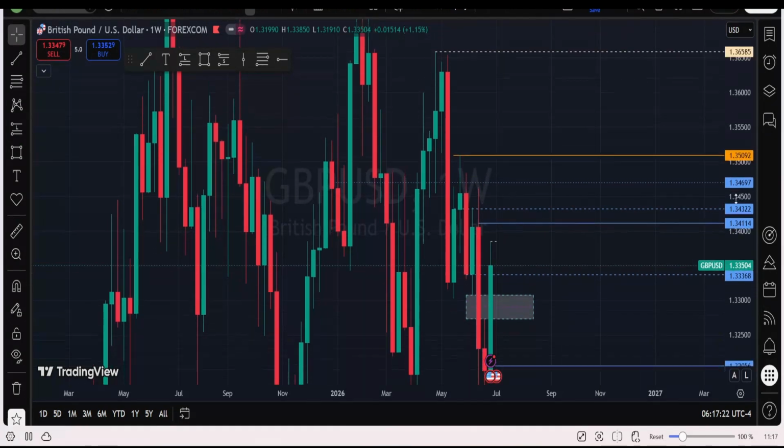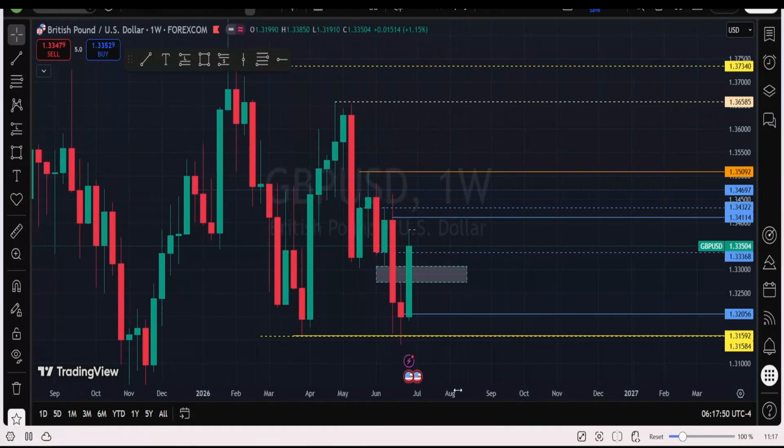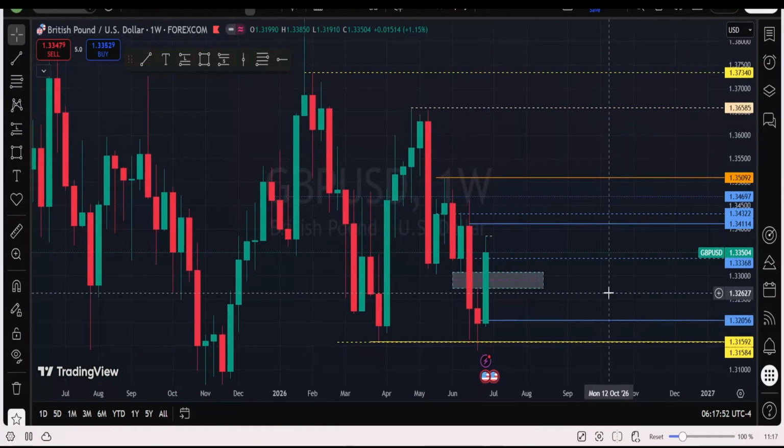As at last week, this is what we had on British pound USD. We were expecting price to respect this order block, and price apparently traded a little bit above that order block. What does that mean for us? We also marked out this level last week to watch as an area of resistance. Price surpassed that level and also traded a little bit above this. So what's our narrative on British pound USD? What are we looking at?